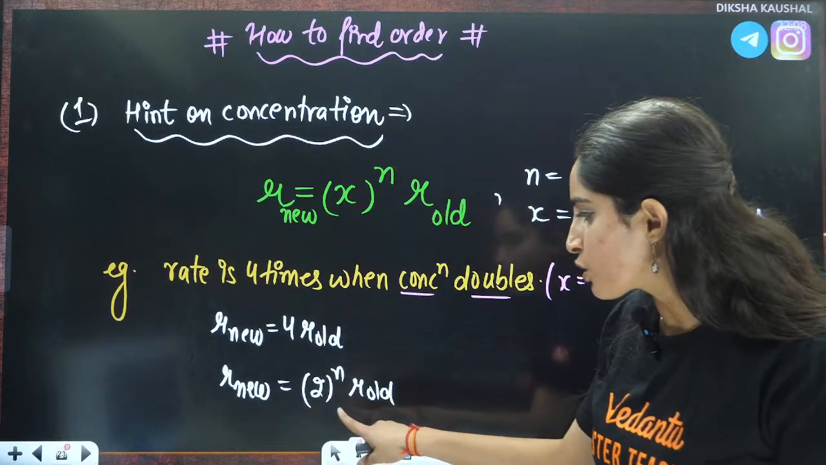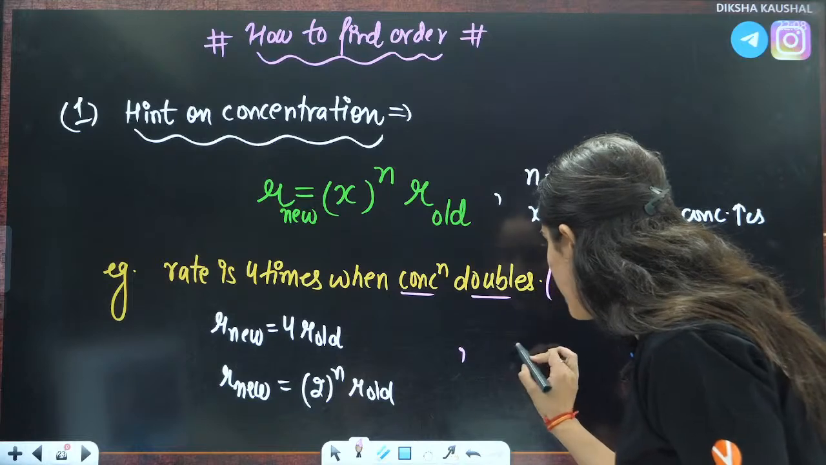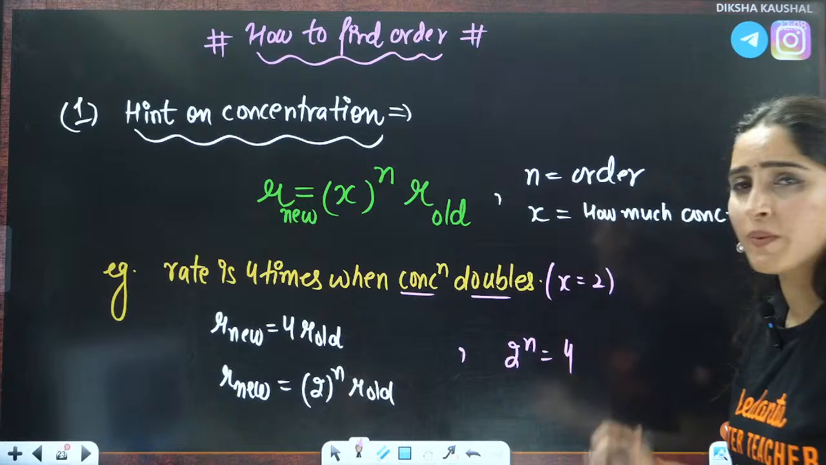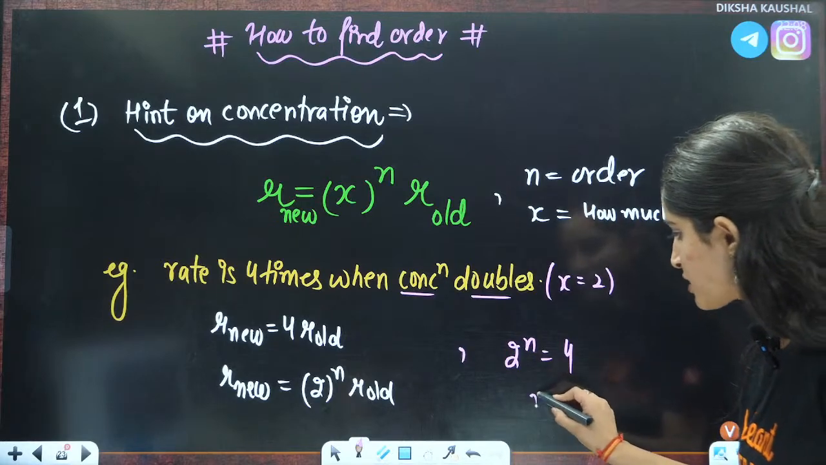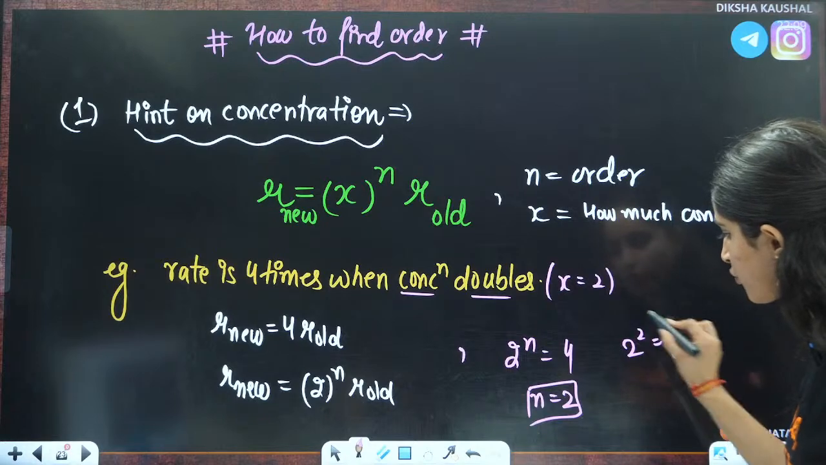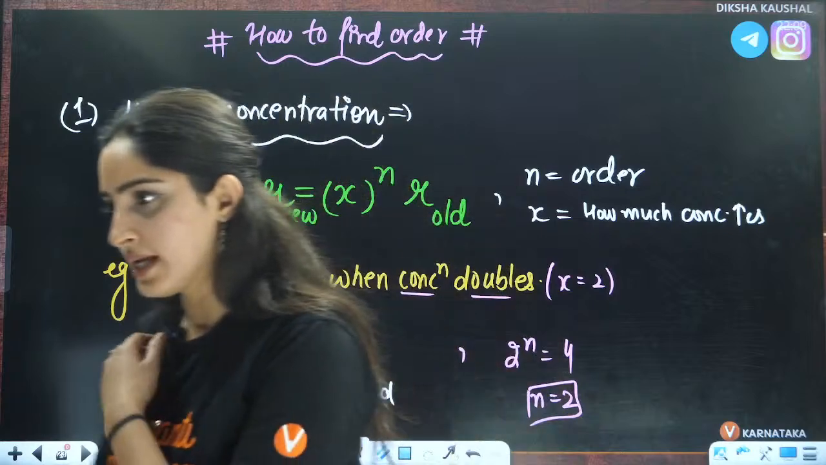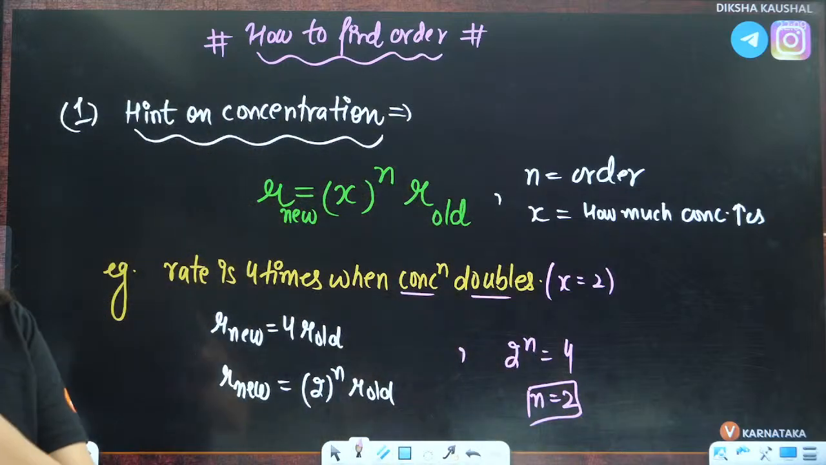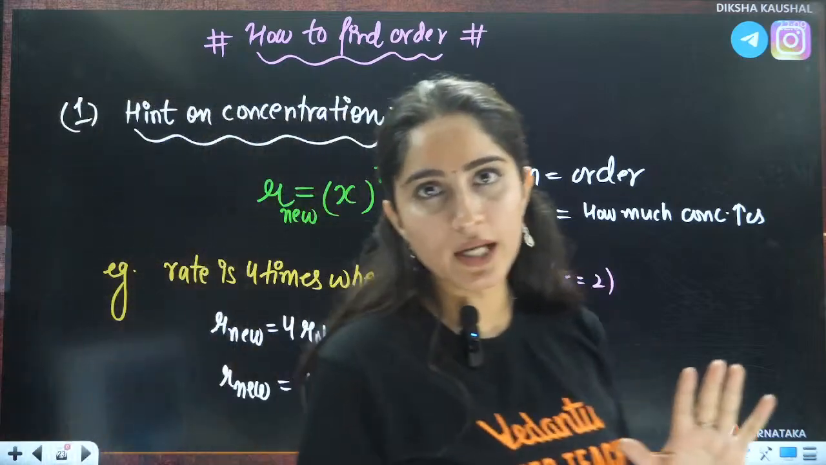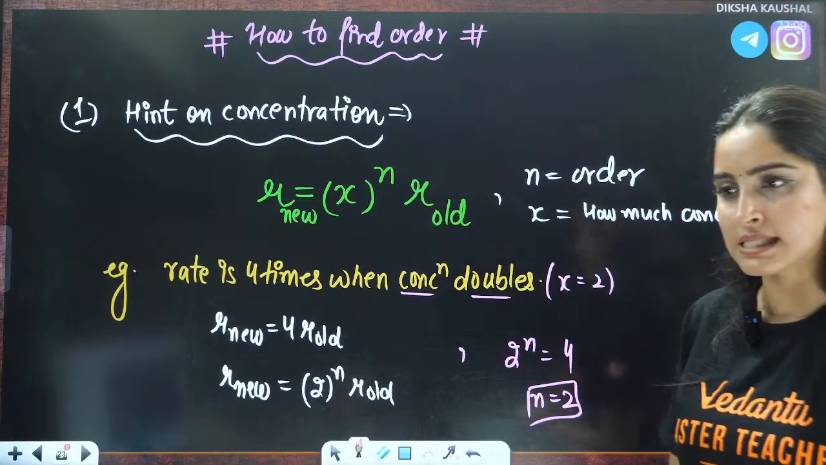So 2 raised to power n is equal to 4. When can 2 raised to power n be equal to 4? When n is equal to 2, because 2 raised to power 2, 2 square, is equal to 4. That means the order of the reaction is 2. Yes, the order of this reaction is 2. Okay, students, will you be able to do this? Yes, everybody in the chat box.